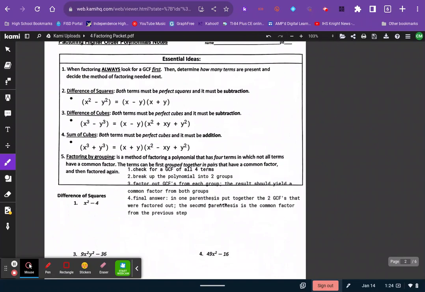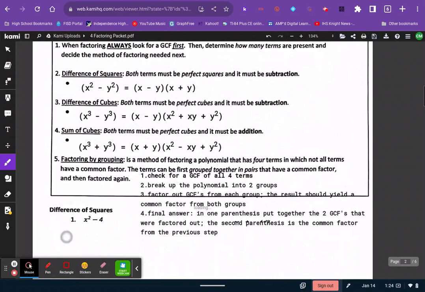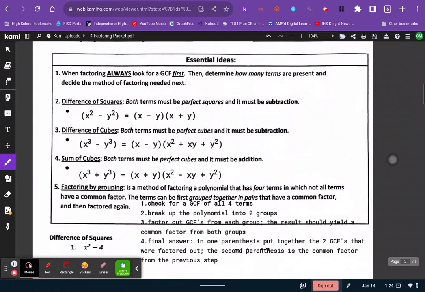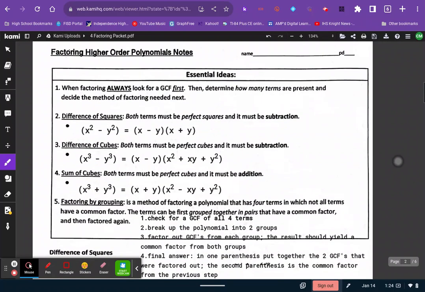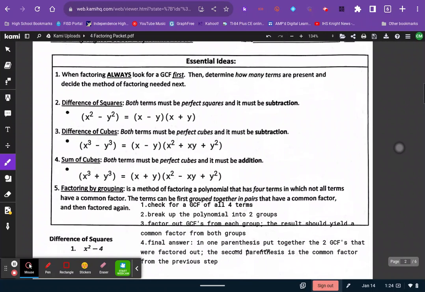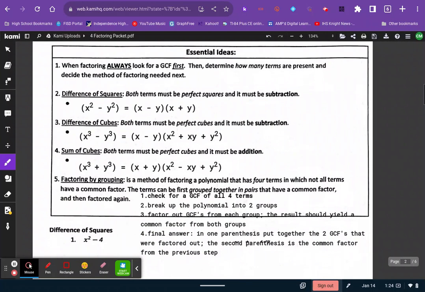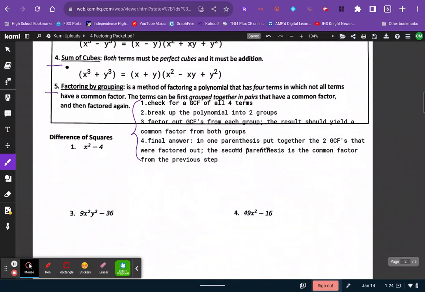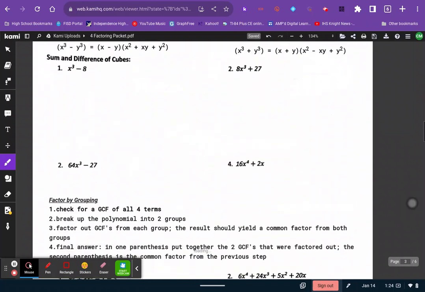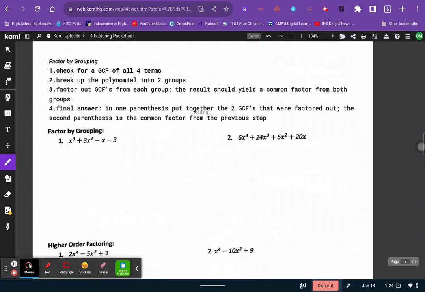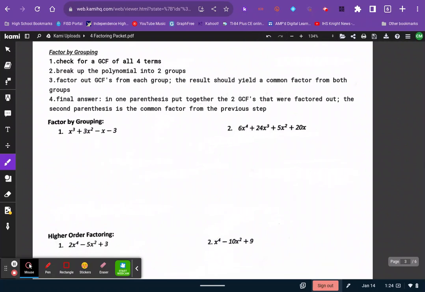If you'll look here, this is page 2 in the factoring packet, and it's just notes, the steps on how to factor each of these things. Difference of squares, difference of cubes, sum of cubes, and then factoring by grouping. So here are some steps if you want to come back and take a look at those at any point. I'm going to go directly to the factor by grouping section, and then I'll go backwards and do some of the others. Okay, so here's my steps.